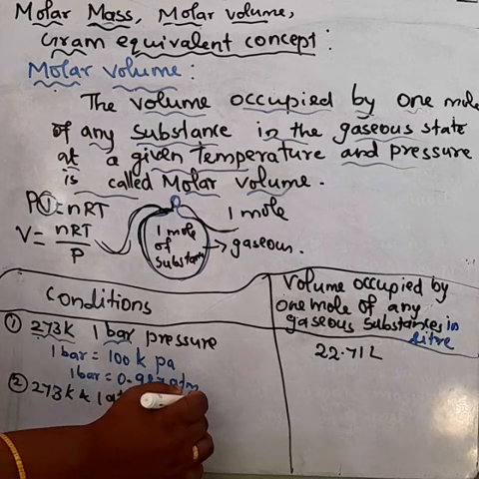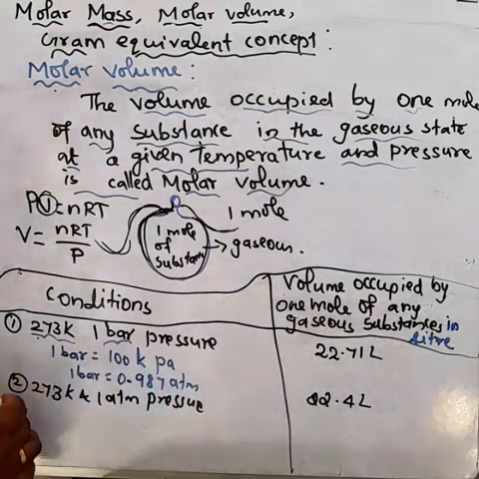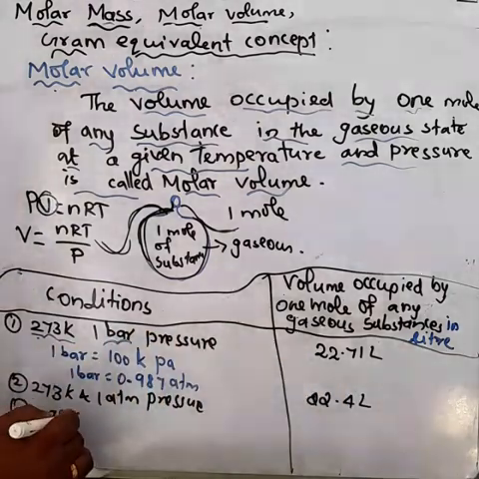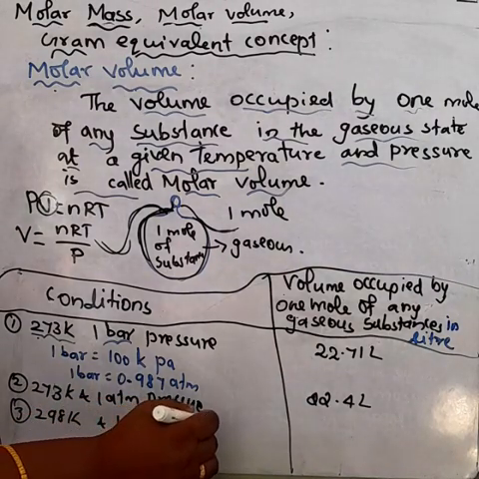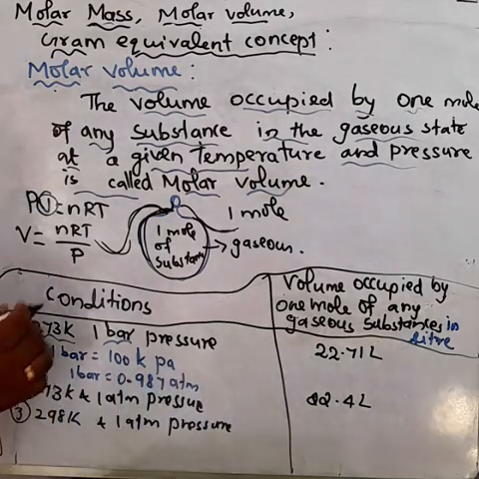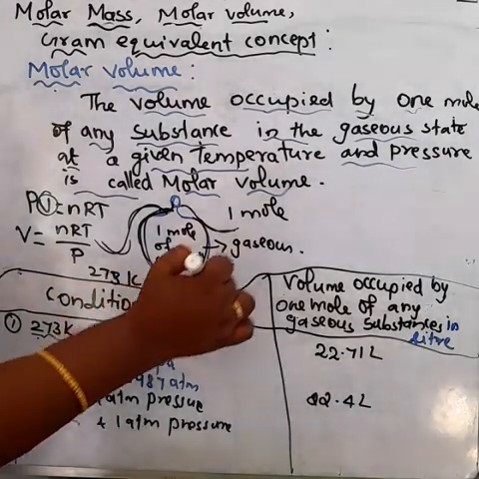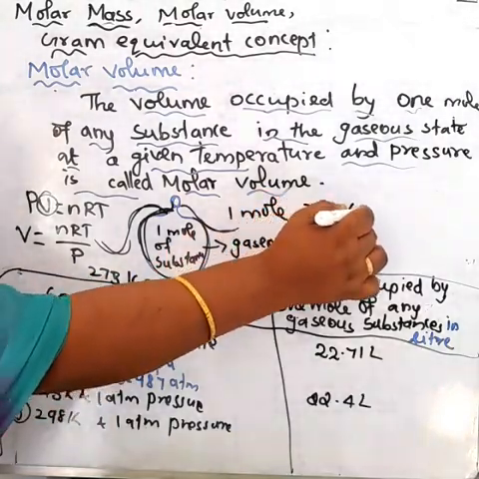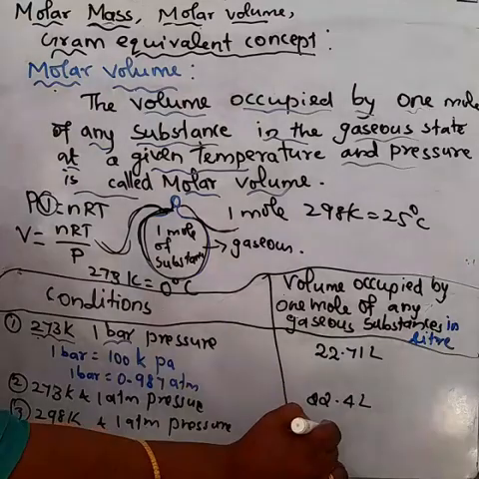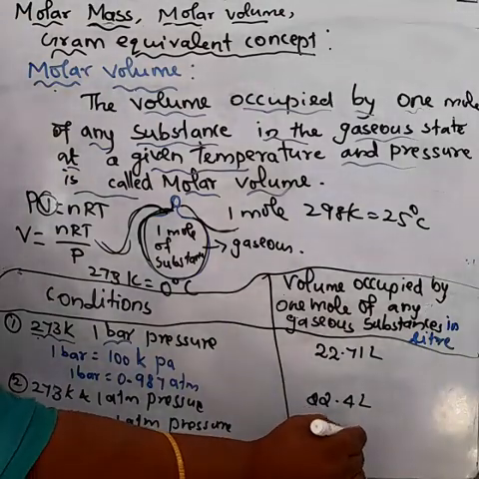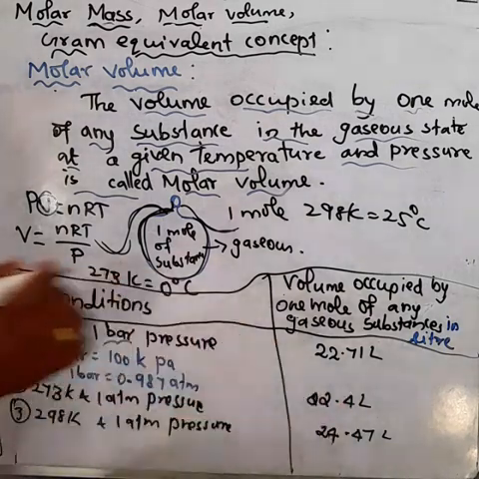Another condition is given: at 298 Kelvin temperature and 1 atmospheric pressure. That is the room temperature. So 273 Kelvin means 0 degree Celsius, and 298 Kelvin means 25 degree Celsius. This is the room temperature. So at room temperature, how much volume is occupied? 1 mole of gas occupies 24.47 liter. This is the volume occupied by the given gas.